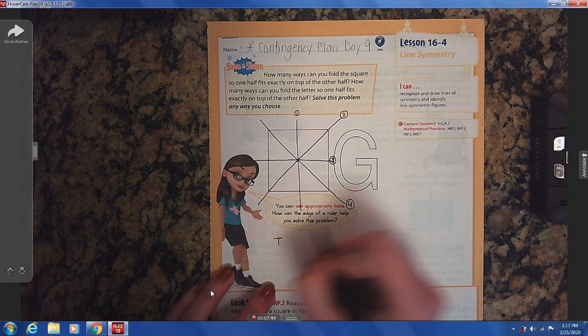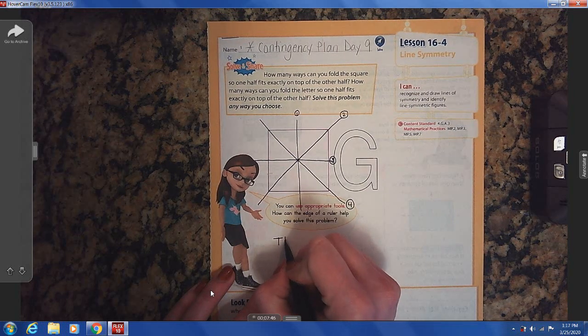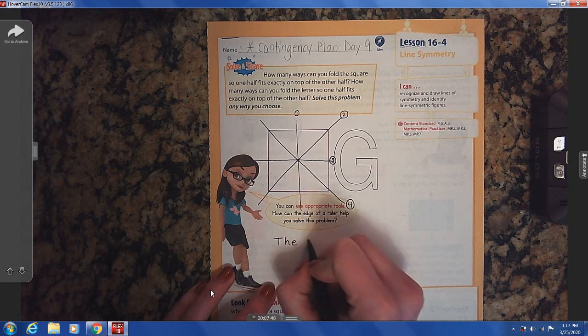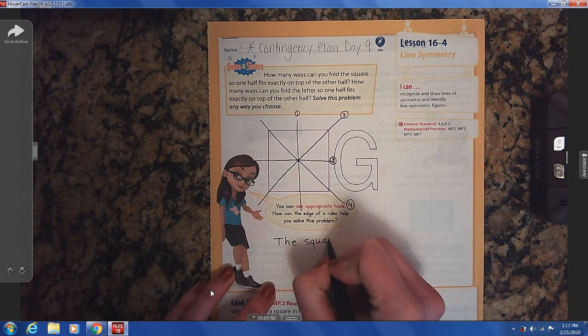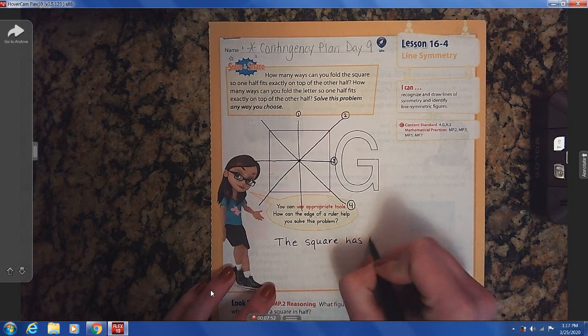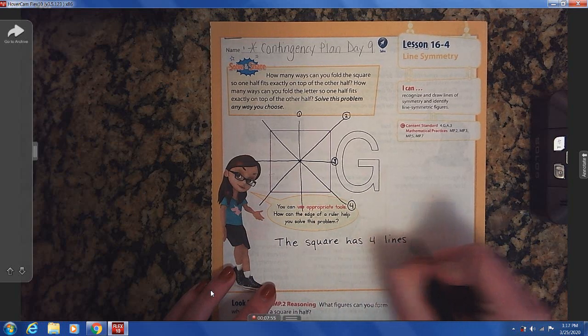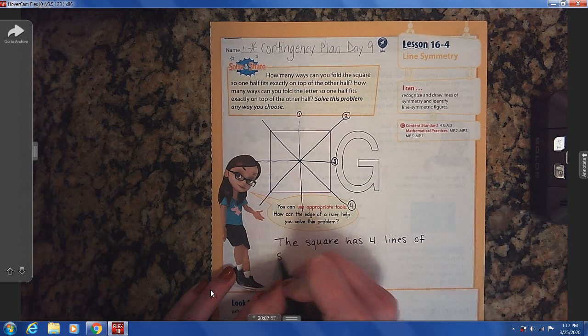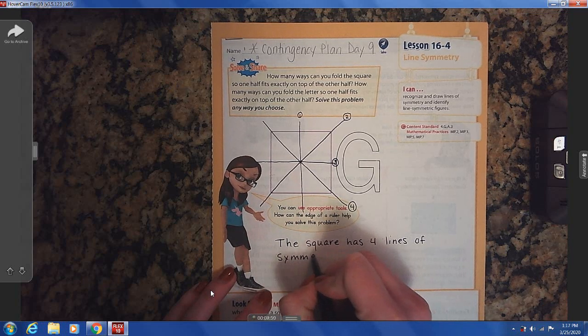So just to write a sentence to answer that question, the square has 4 lines of symmetry.